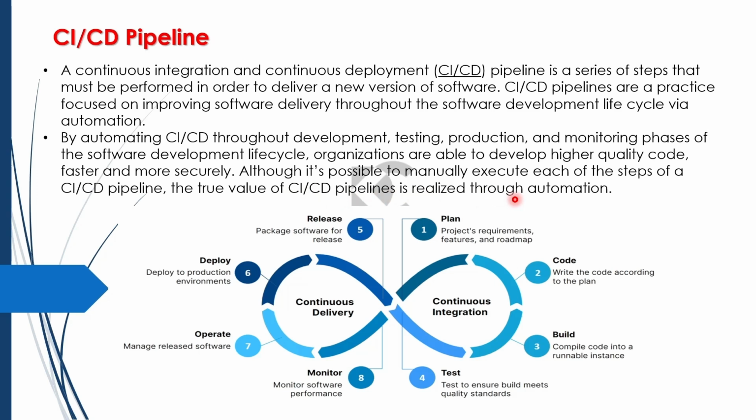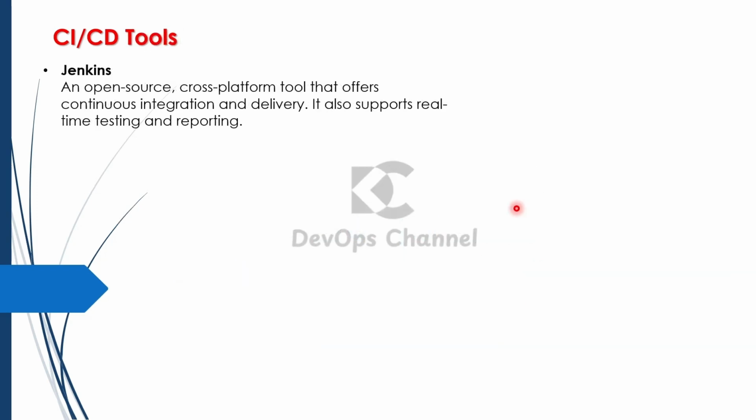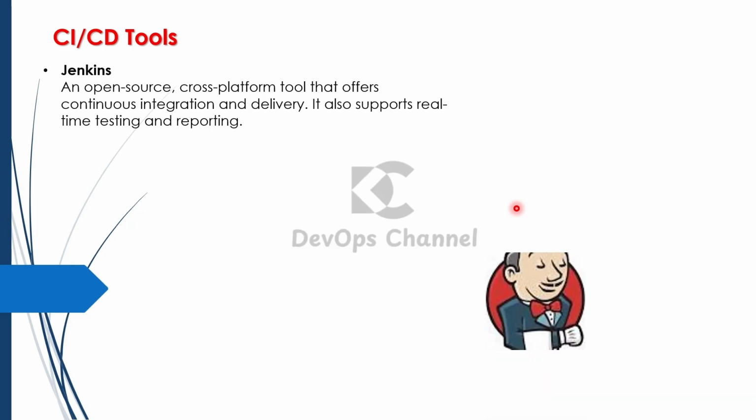Okay, so I am hoping you are clear with the CI/CD pipeline, how it is used in DevOps, and all the phases that we have seen here. Okay, now let's move ahead and learn about some famous tools that are used for CI/CD pipelines. Now, the first one and most popular is Jenkins. Okay, you might have also heard about it.